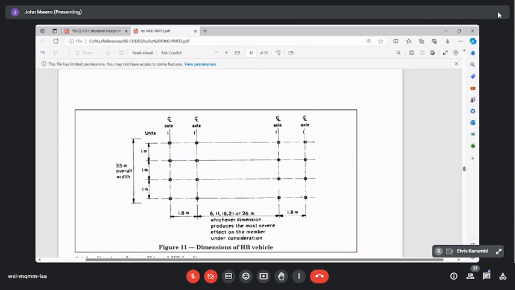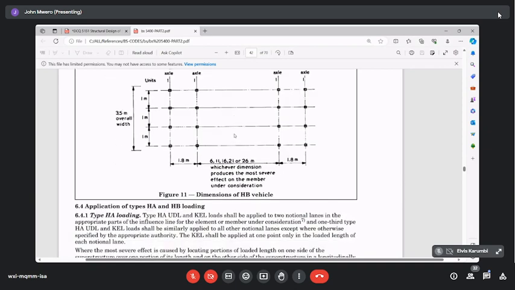I will not go into a lot of detail for it. I just wanted you to see it so that next time you see it, you will remember that you had seen this figure before, and then when you do bridge design, you look at it in more detail, and it will make a lot of sense. It's not a difficult figure to understand and to apply on your bridge design problems. This figure is referred to as dimensions of the HB vehicle.